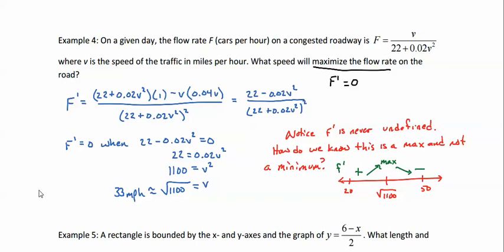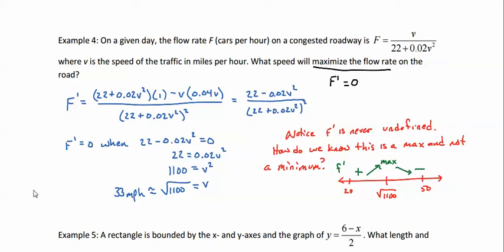So the numerator is equal to 0: 22 minus 0.02 v squared. Add 0.02 v squared to both sides. Divide by 0.02. And I get 1100 equals v squared. Take the square root, and you'll get v equals the square root of 1100. Our velocity is the speed of traffic. I know sometimes in El Paso it feels like it's going backwards, but our velocity never actually is negative, so this is the positive square root of 1100.